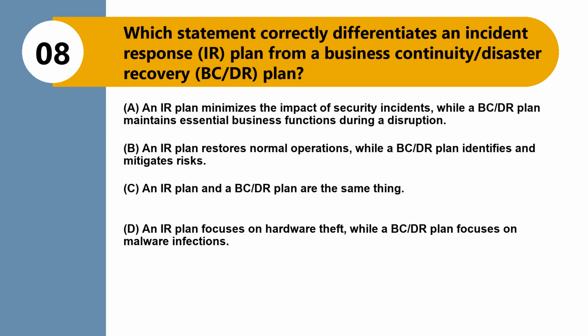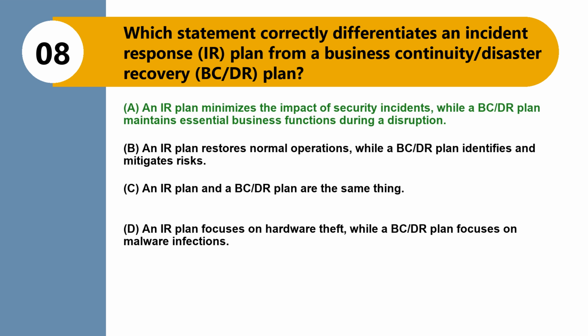Question 8. Which statement correctly differentiates an incident response, IR, plan from a business continuity/disaster recovery, BC/DR, plan? Option A. An IR plan minimizes the impact of security incidents, while a BC/DR plan maintains essential business functions during a disruption. Option B. An IR plan restores normal operations, while a BC/DR plan identifies and mitigates risks. Option C. An IR plan and a BC/DR plan are the same thing. Option D. An IR plan focuses on hardware theft, while a BC/DR plan focuses on malware infections.